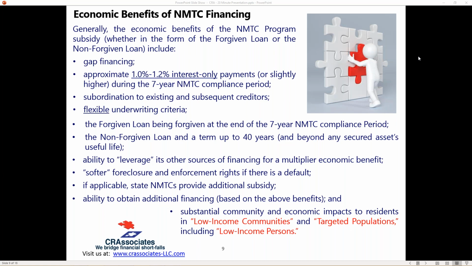And finally, the program results in substantial community and economic impacts to residents in low-income communities and targeted populations, including low-income persons, minorities, women, veterans, and other populations who have traditionally lacked access to capital, jobs, and vital community and consumer goods and services.